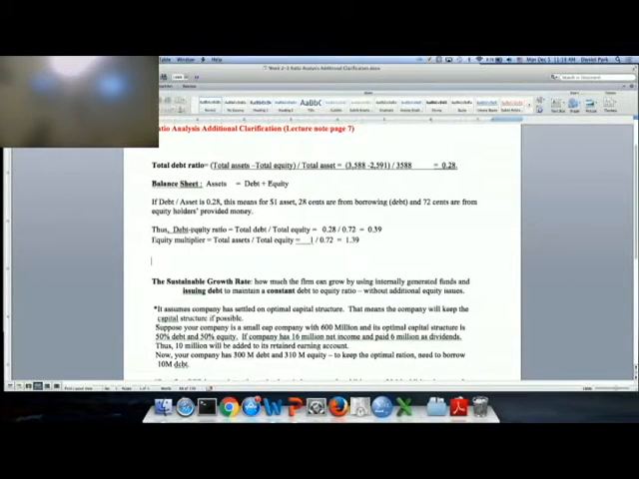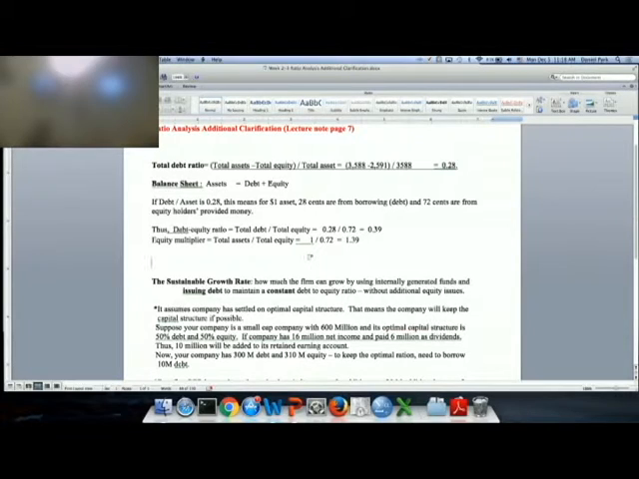Debt over equity means 0.28 over 0.72, or you can do 28 over 72. Then it ends up 0.39. So for every $1 of equity, debt is 39% of equity, or 0.39. Then the equity multiplier is simply asset over equity. If we use asset as 1, then equity is 0.72. If you use asset as 100, then equity is 72. Then the ratio ends up 1.39.